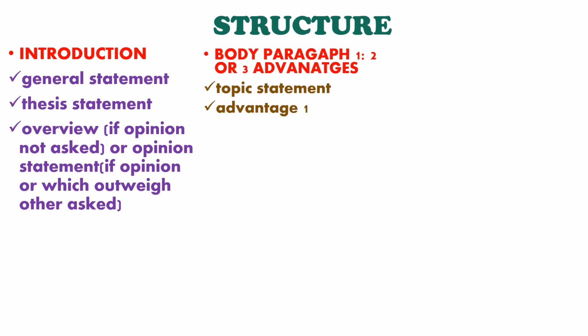Next, you will write the first advantage that you think of for that particular topic. So whatever that topic's first advantage is, for example, if we are taking online learning, then the advantage of online learning is its flexibility. So you can include something related to flexibility and that is your support point 1.